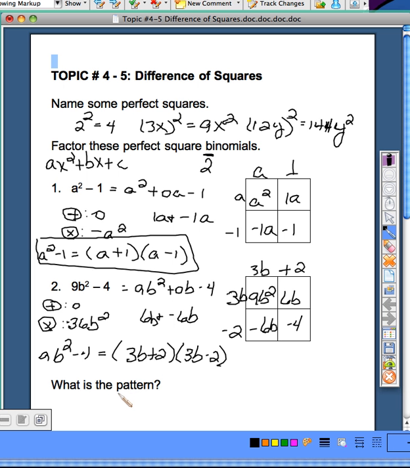What you see is that the first term in each of the factors is the square root of the first term of your original binomial. The second term in each of the factors is the square root of the last term of your original binomial. And the sign inside the factors is one positive and one negative. And when you do that, that causes the middle term to add to be 0.